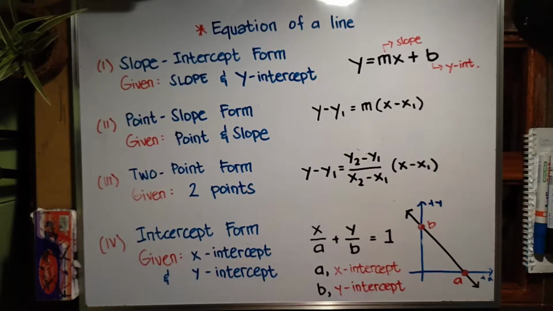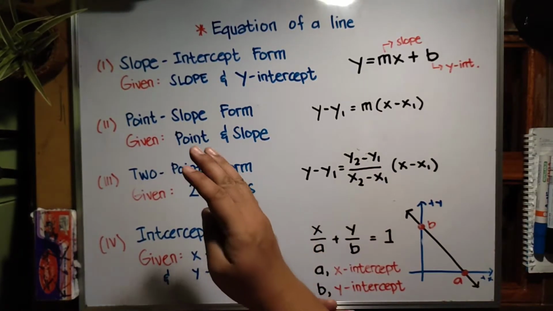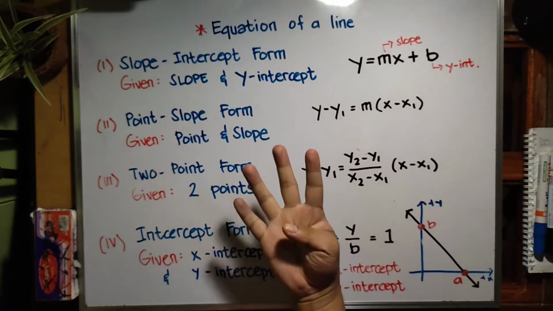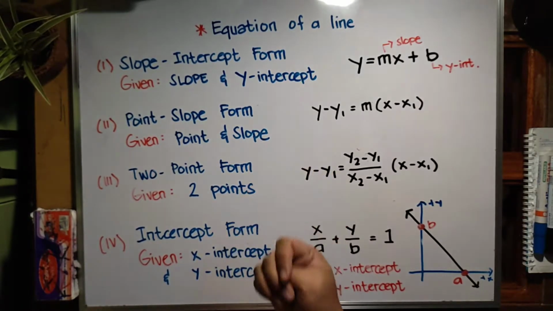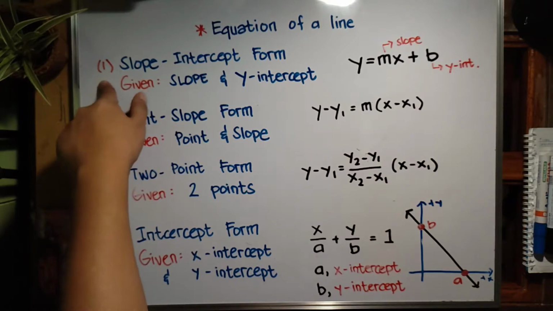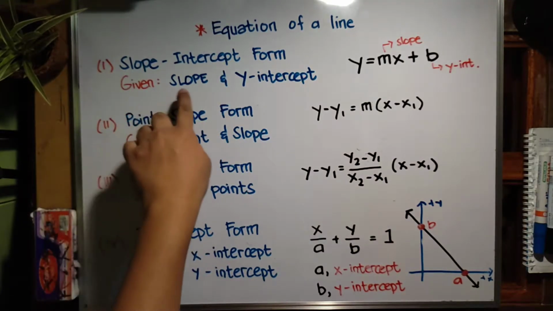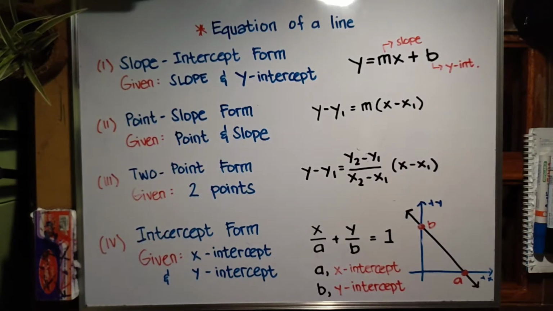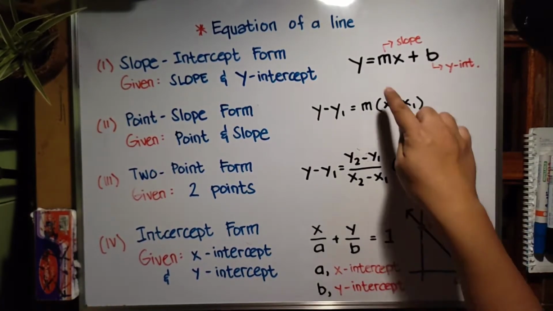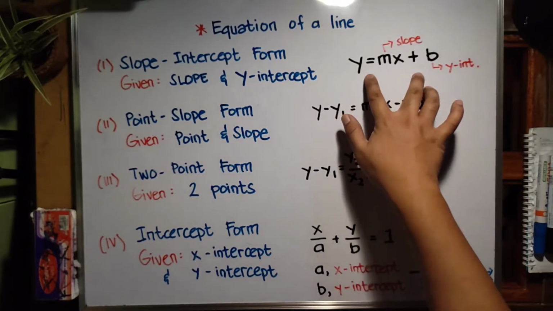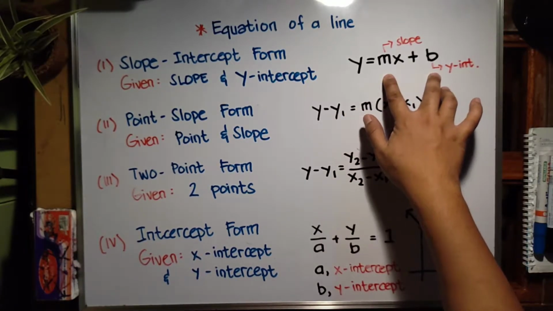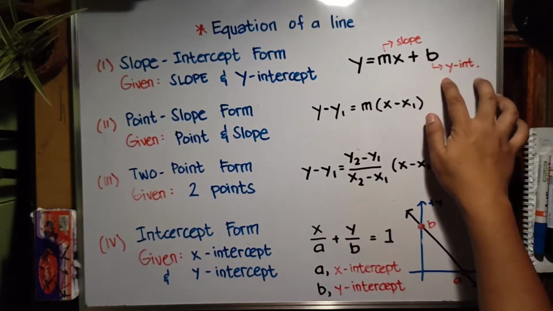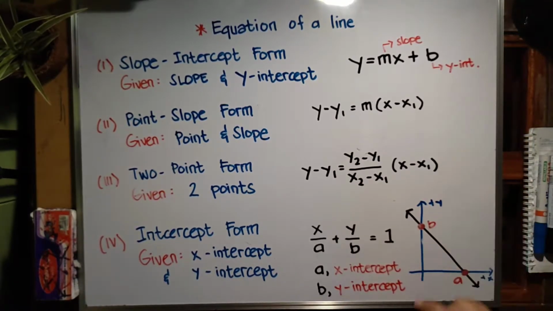Okay, moving on. And now let's talk about equation of a line. Okay? In this chapter, I'll be introducing to you 4 equations of a line. First one, we'll be talking about slope-intercept form. We are given a slope and y-intercept. That's why slope-intercept. So it is in a form y is equal to mx plus b, where m is the slope and b is the y-intercept. So take note of this.